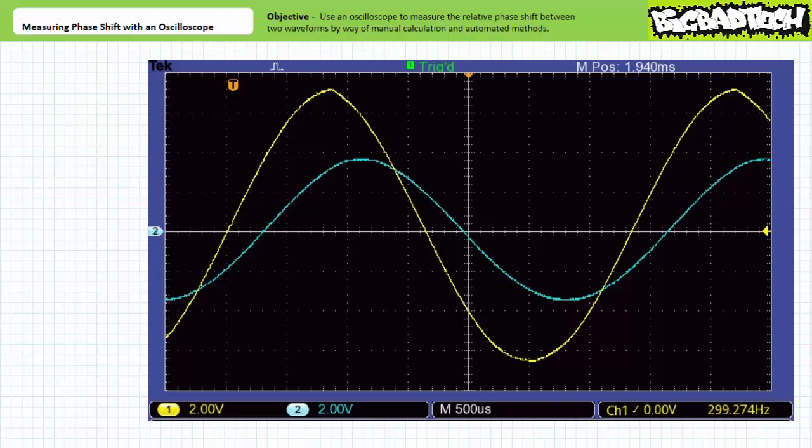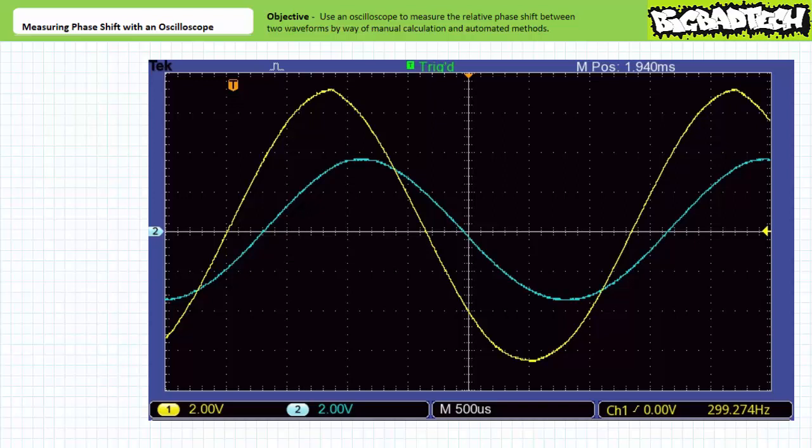Let's use the same two waveforms we initiated this lecture with. Both waveforms have a frequency of approximately 300 Hz, and the blue one on channel 2 appears to be lagging the yellow one on channel 1 by a certain distance. If you recall correctly, our earlier manual calculation method yielded a time shift of 300 microseconds and a phase shift of 32.2 degrees between these two waveforms. We could take another manual measurement and do the math as previously.